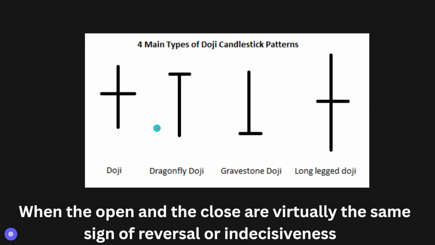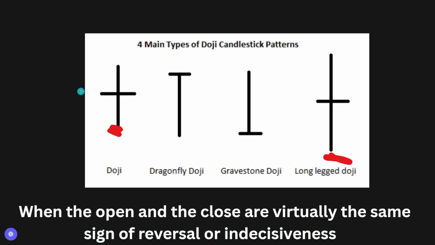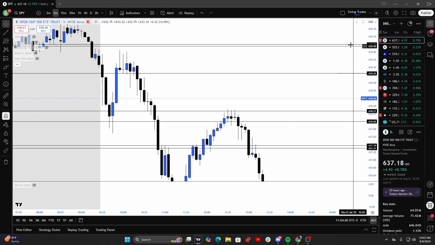Then we have doji candlesticks. Dojis can show a sign of reversals or indecisiveness. So you have a regular doji, then you have a dragonfly doji, then you have a gravestone doji, and a long-legged doji. A long-legged doji and a regular doji are pretty much the same things. The long-legged doji is just showing more selling and buying. A regular doji is just, I don't even know if that's the right word to use, but moderate buying and selling.